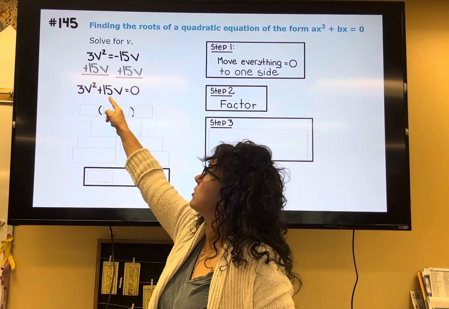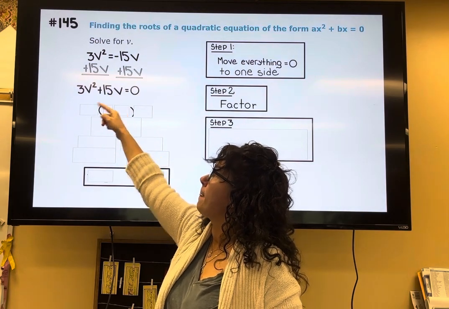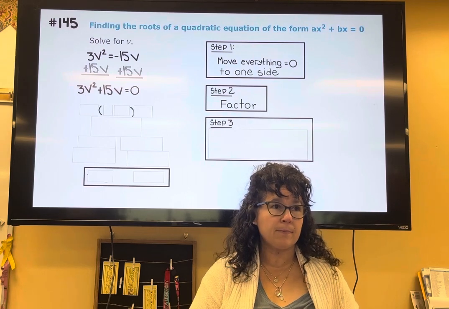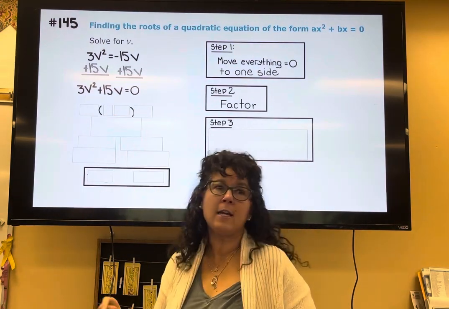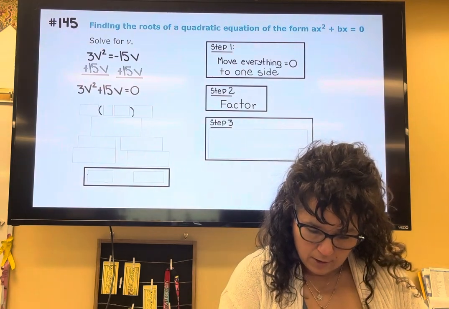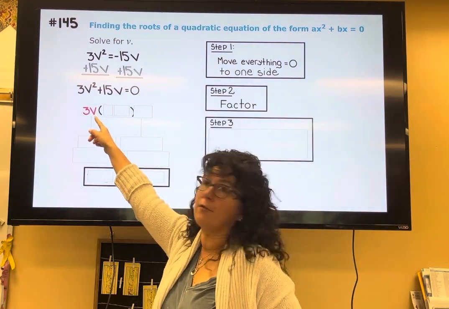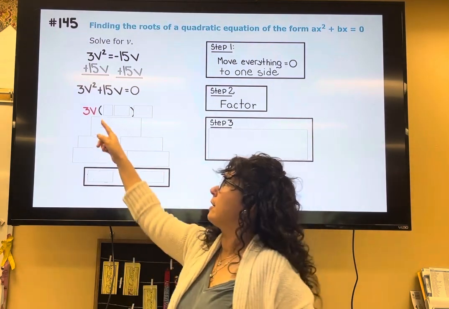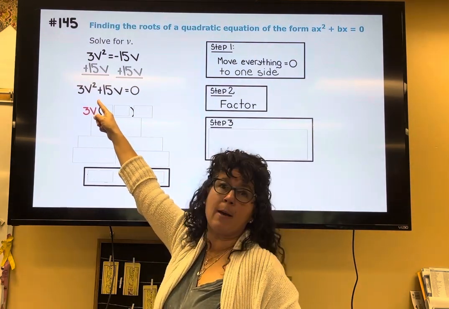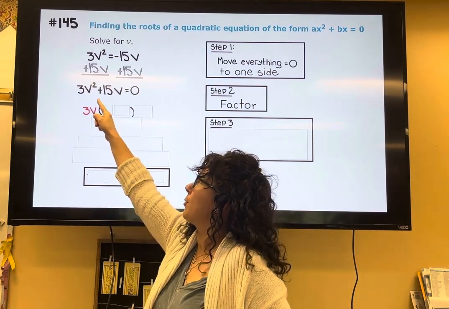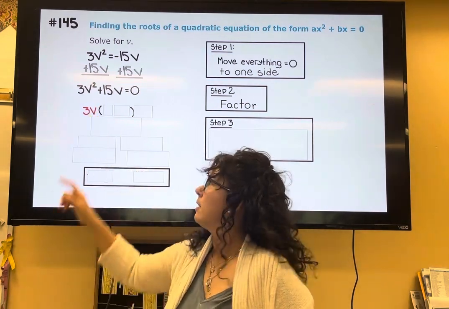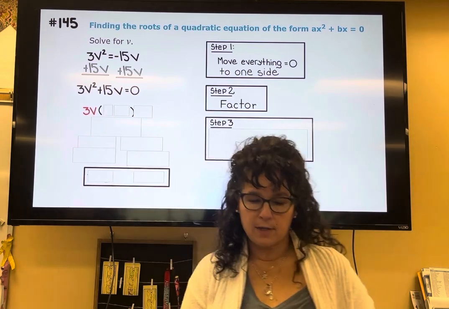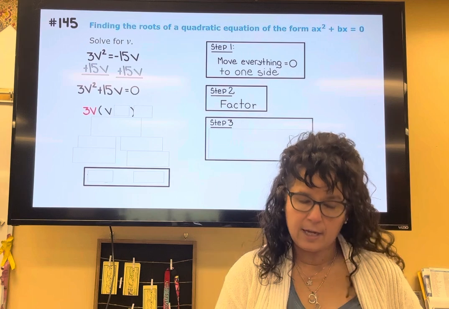So for 3v squared and 15v, the biggest number that fits into 3 and 15 is the number 3. And then v squared and v, those both have a v in common. So I'm going to take a 3v out front. And you could think of this one of two ways. You can think 3v multiplied by what gets me back to 3v squared, or 3v squared divided by 3v. But I'm going to think of it as, what do I multiply 3v by to get back to 3v squared? And that would be v.